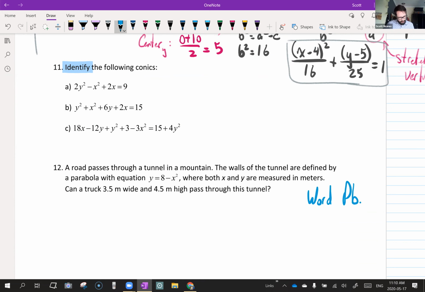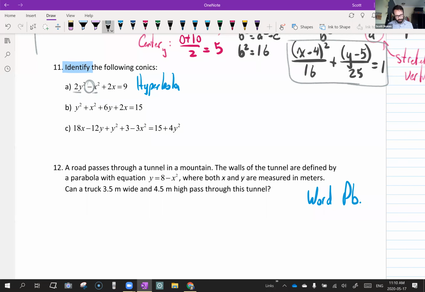Let's identify the conics. Well, I see a 2y squared. Well, first of all, I see 2 squares and I see a negative. So as soon as I see 2 squares and the negative between them, you should know that that's a hyperbola.